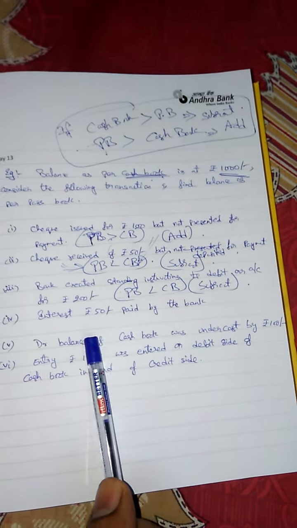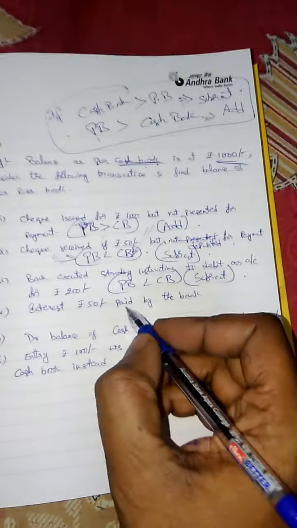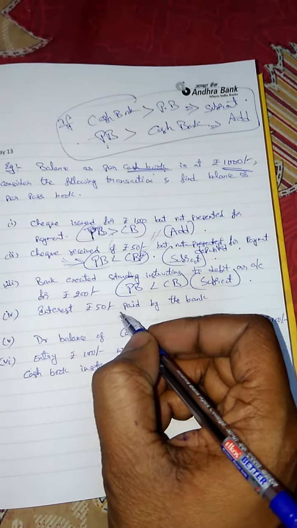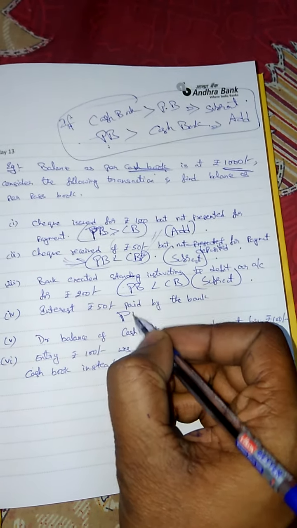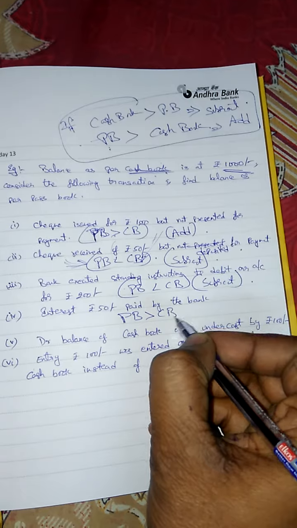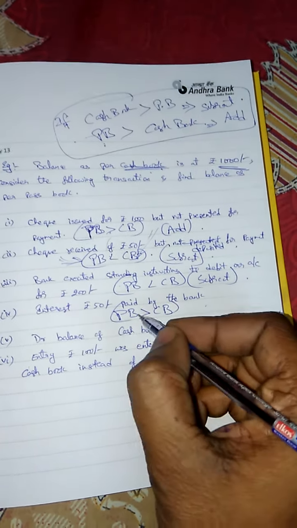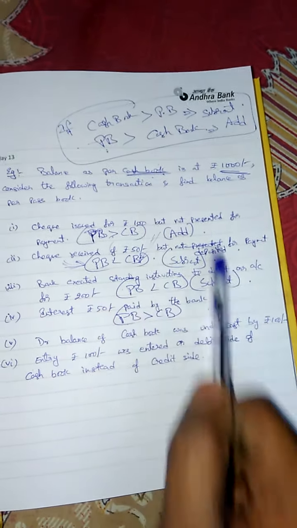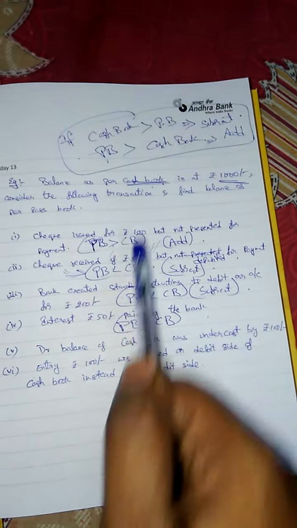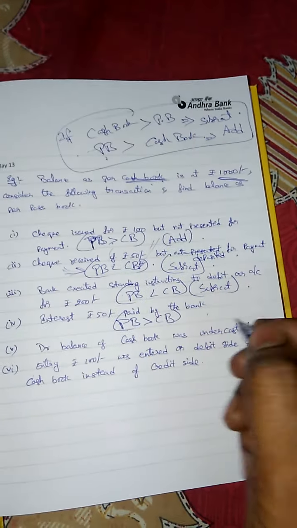Interest has been credited into my bank account, but I don't know this. So the entry has been made in the passbook but not in the cash book. So here the passbook balance is more compared to the cash book. The given book is the cash book, and the passbook balance is more. The opposite book balance is more compared to the given book balance.